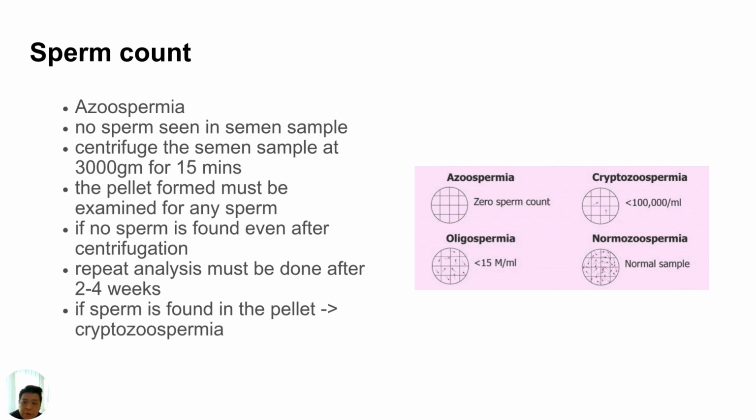For azoospermia, that means no sperm is seen in the semen sample. Then we will centrifuge the sample at 3,000 g for 15 minutes. We take the pellet for examination. If no sperm is found even after centrifugation, that means it is true azoospermia. But we have to repeat the analysis after 2 to 4 weeks to confirm. If sperm can be found in the pellet, that means it is cryptozoospermia. That means the sperm is less than 100,000 per ml.